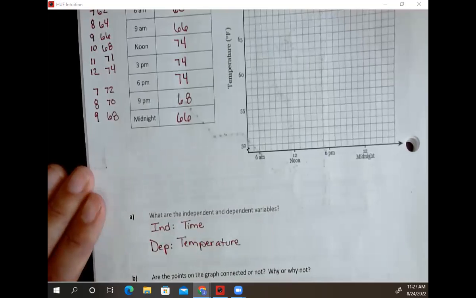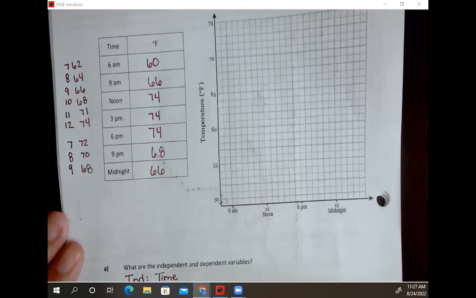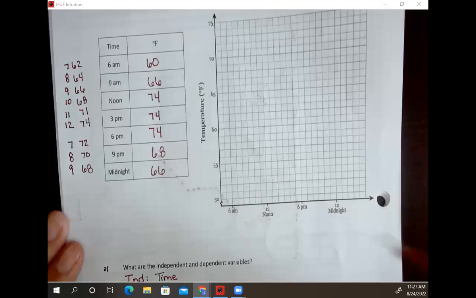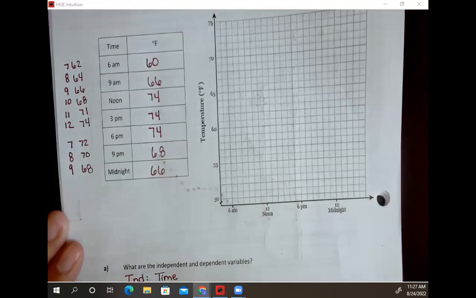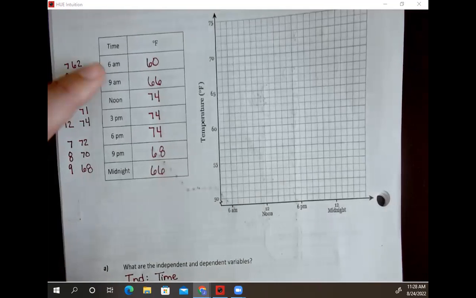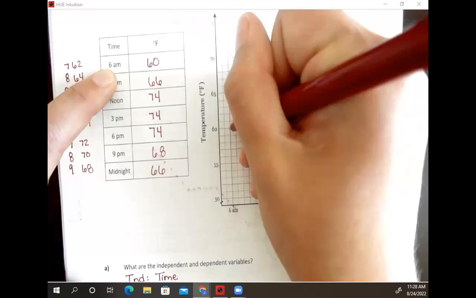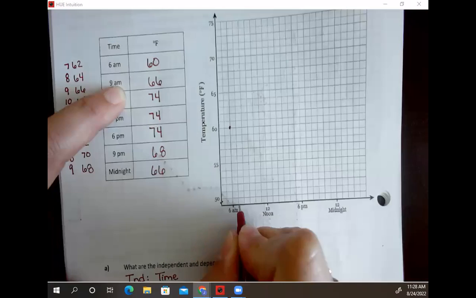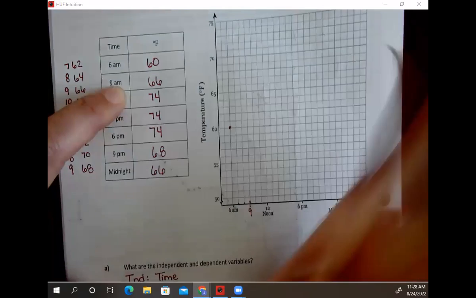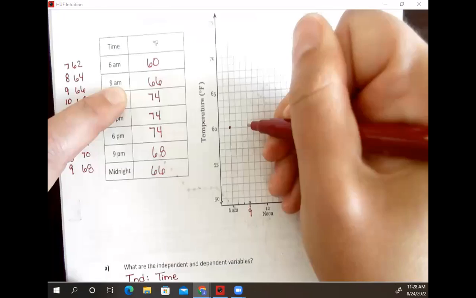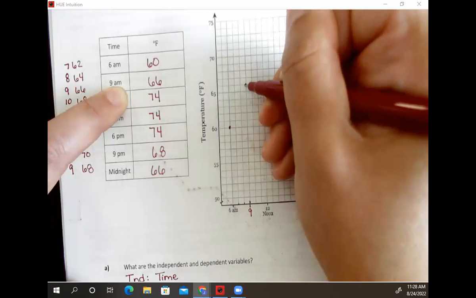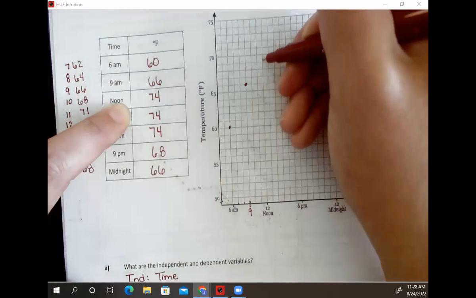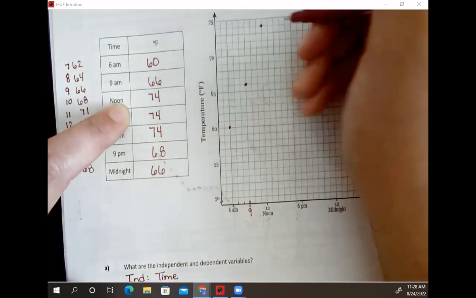Let's go ahead and plot our information here. So this is already set up for us. We've got our times labeled down here and our temperatures along the y-axis. Remember, independent is always x, dependent is y. So at 6 a.m., our temperature was 60 degrees. I'm gonna go ahead and plot that. At 9 a.m., so there's 6, 7, 8, 9. There's 9 a.m. right there. At 9 a.m., we were at 66 degrees. At noon, we were at 74, right there.